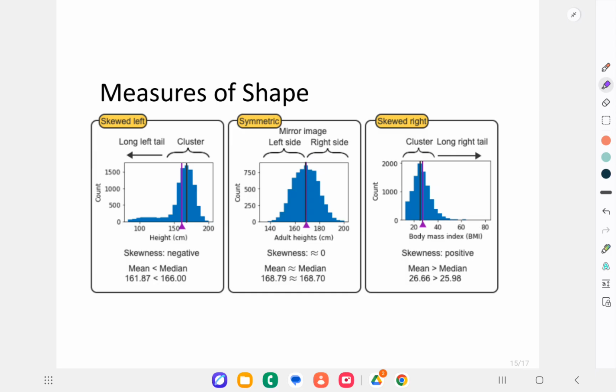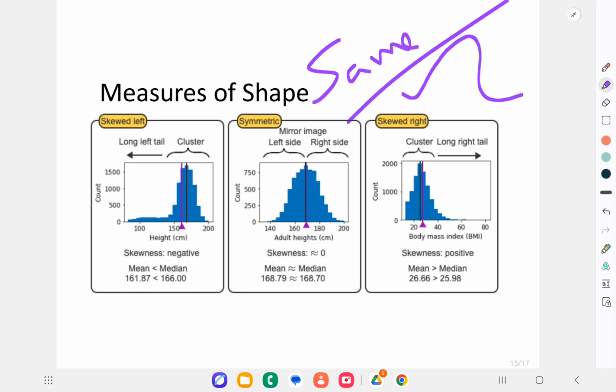So the most well-known shape is the normal distribution. It is a symmetrical bell curve, right, like this. And in a perfect normal distribution, the mean, the median, and the mode are all exactly the same, right? Many statistical methods assume this shape, so it is important to check whether your data follows it or not.